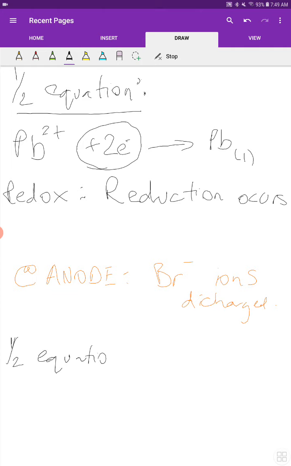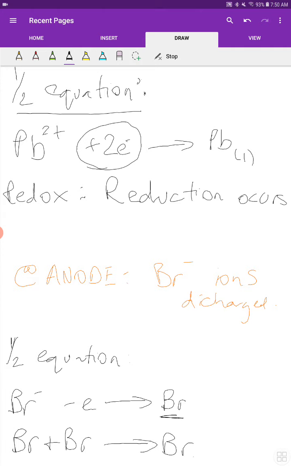Remember, half equations show the transfer of electrons. So in order for this Br minus ion to become discharged, what has to happen is that Br minus has to lose an electron to form Br. But Br is diatomic, so you need two Br atoms to combine to form Br2. Bromine is usually a liquid, but because of the heat, it causes that liquid to evaporate and form a gas. Okay?